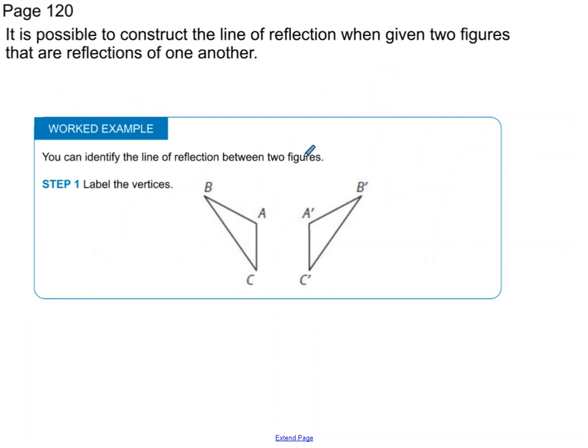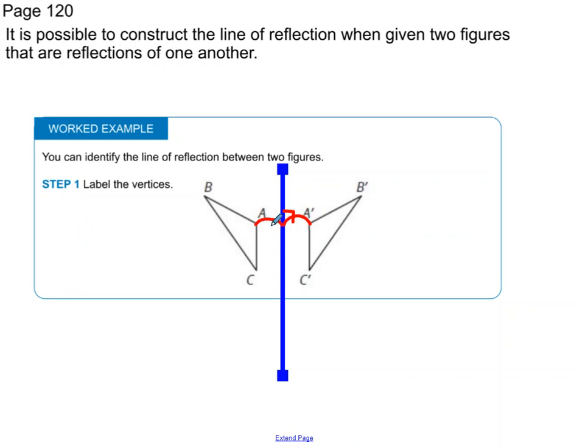Another part of what we're learning is how do I make a line of reflection when I'm given two shapes? So by looking at this, I can probably assume the line of reflection is going to be about right there. And if in fact this distance from A to the line of reflection is the same as A prime to the line of reflection, and it is perpendicular, then it's the line of reflection.